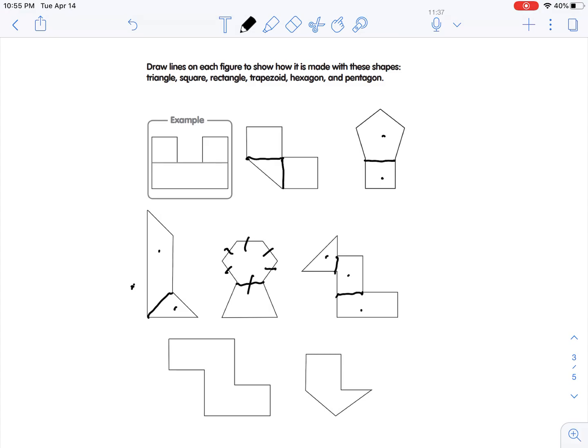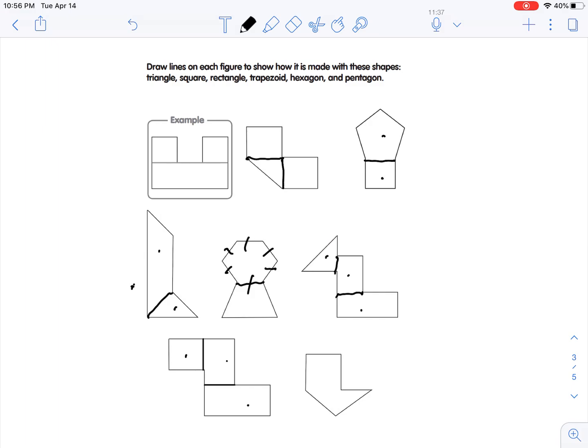Now I'm going to go to the 2 bottom shapes. I'm going to do a line right here, and one right here. That gives me 1 square and 2 rectangles.